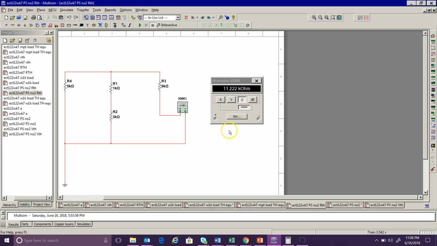I would suggest building a couple of these circuits for the final so you can go through and pull them up in Multisim as needed.